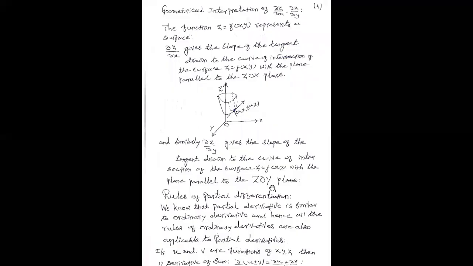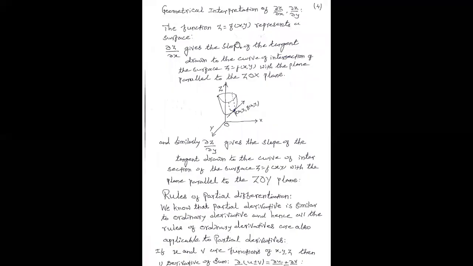Now generally for the second order derivative, ∂²z/∂x∂y is equal to ∂²z/∂y∂x. This is the mixed second order derivative, and these two are equal, and it is called the commutative property of the second order partial derivatives.